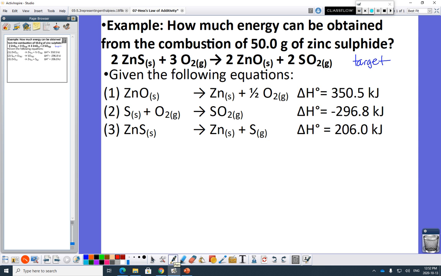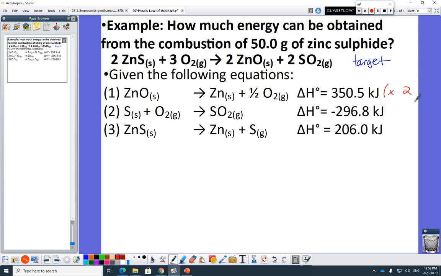So, what are we going to do? You have to check two things. Is it on the correct side of the arrow? Does it have the correct coefficient? So here, is the zinc oxide on the correct side? No, it's a reactant, it needs to be a product. Does it have the correct coefficient? No, it needs to have a 2. Okay, so most people are usually good with the 2. We're going to multiply by 2.